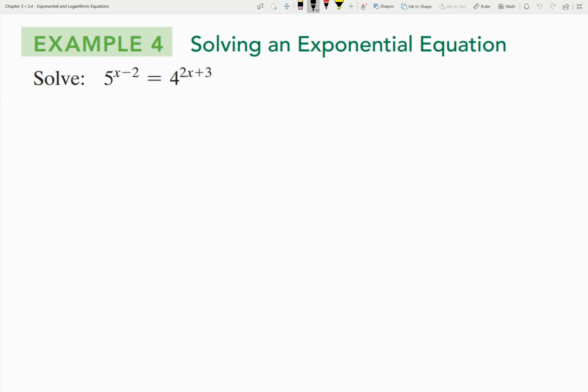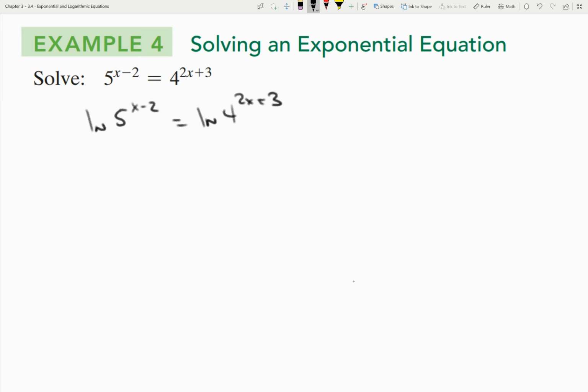Next, here is an exponential equation, a little bit harder. It's got variables on both sides, both of which are in the exponents. I cannot make 5 and 4 into the same base. If I could, if this was a 16, this question would be nice and easy. Right? But it's not. So what am I going to do? I have to take the logarithm of both sides, natural log, x minus 2. Natural log of 4, 2x plus 3.